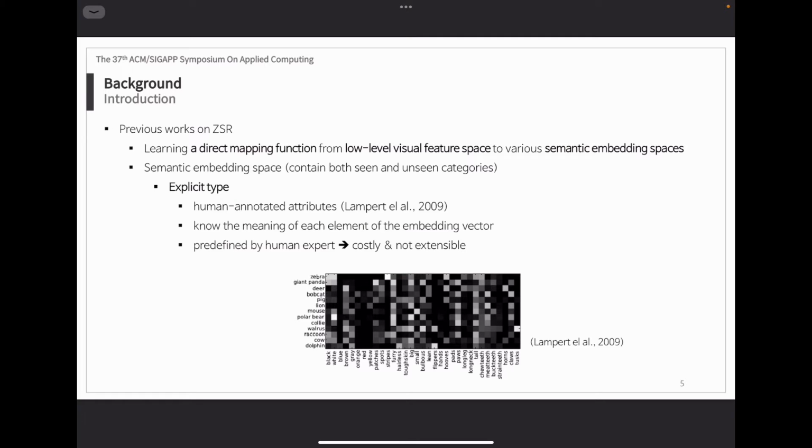Previous works on zero-shot recognition have proposed diverse methods of learning a direct mapping function from low-level visual feature space to various kinds of semantic embeddings containing both seen and unseen categories. The semantic embedding space can be divided into two types, explicit and implicit. Explicit type is a type of semantic embeddings where relationships between seen and unseen classes are explicitly described, such as human annotated attributes. This type has the advantage of knowing the meaning of each element of the embedding vector, but the disadvantage is that it has to be predefined by an expert, which makes it costly and not extensible.